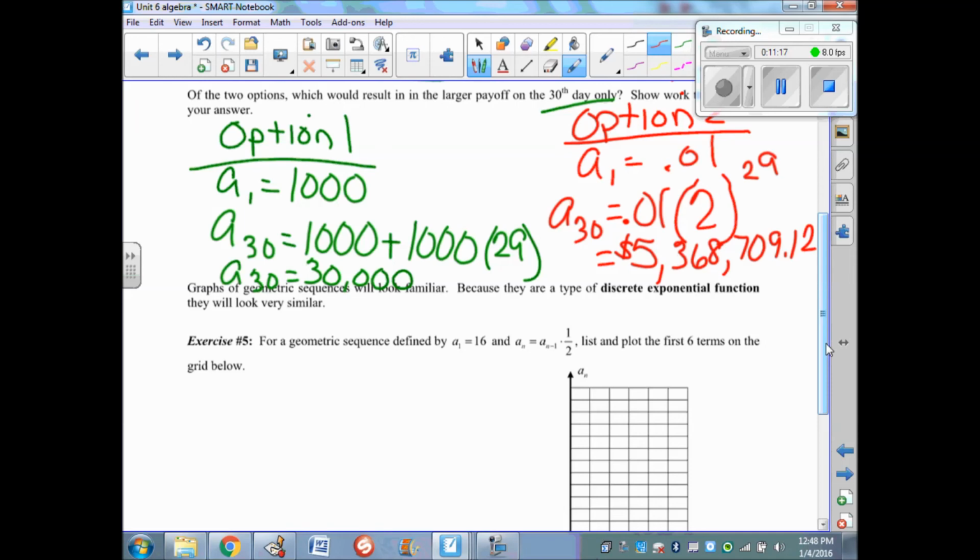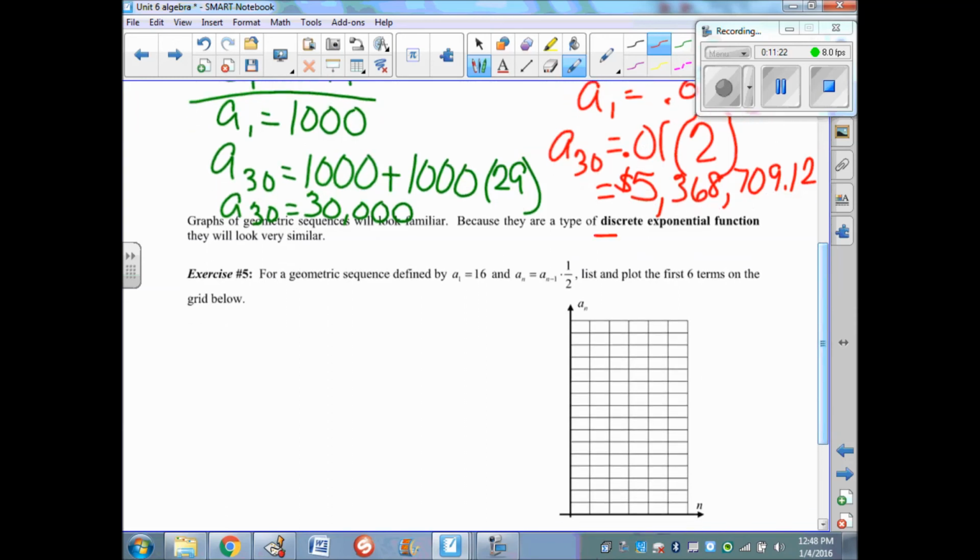So it says graphs of geometric sequences will look familiar because they are discrete exponential functions. What do we mean by that? We talked about it in the beginning, and we did talk about it when we talked about graphing the arithmetic sequences. So we've got our definition, we've got our first term, and then we've got our recursive rule. It says list and plot the first 6 terms on the grid below. So my first term is 16, and then my second term, and it tells me to take and multiply the term before by a half. So my common ratio is 1/2.